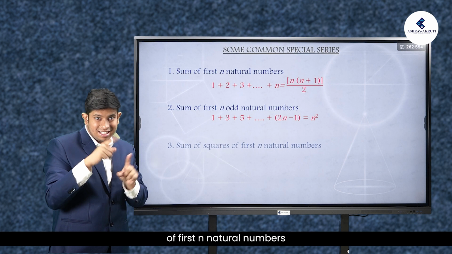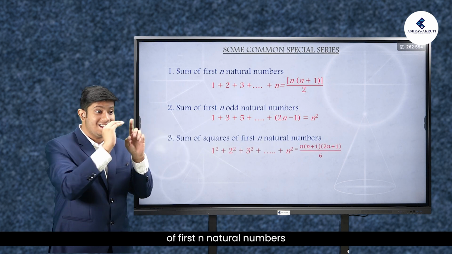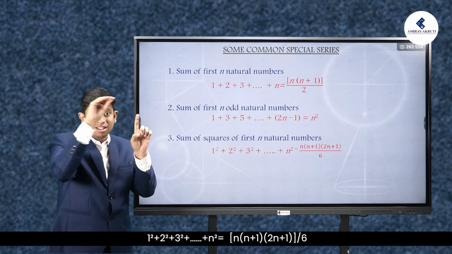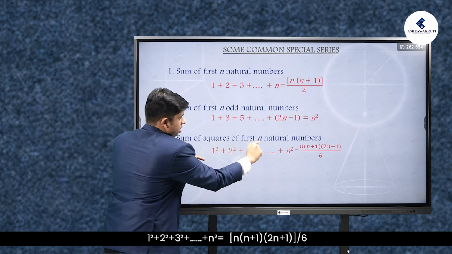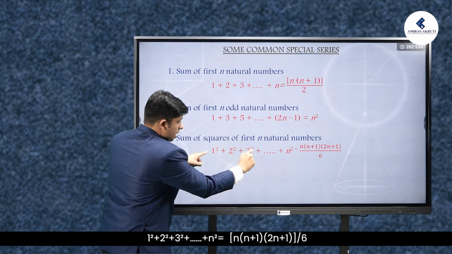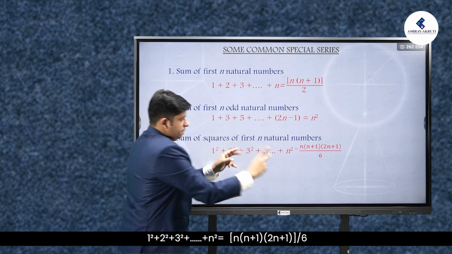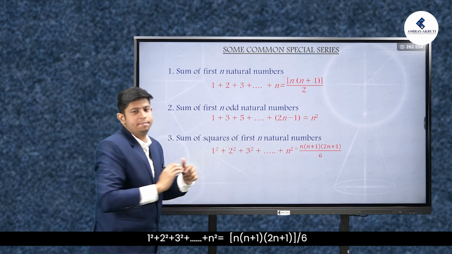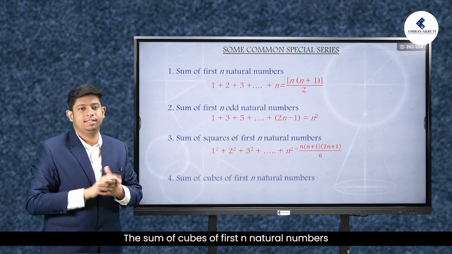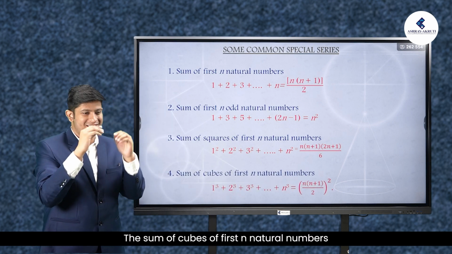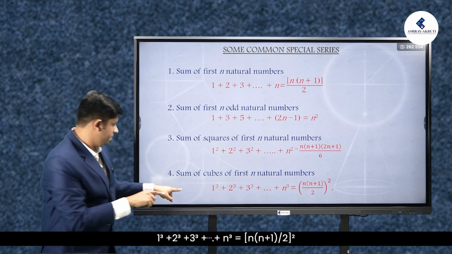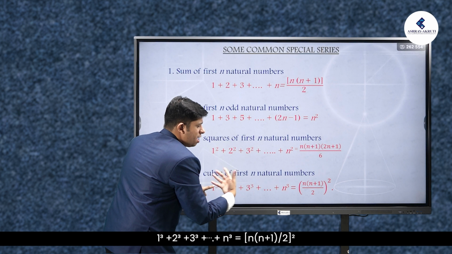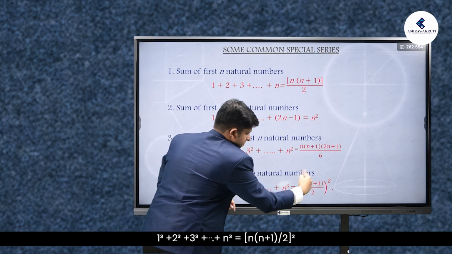The sum of squares of first n natural numbers 1 square plus 2 square plus 3 square plus so on plus n square is equal to n into n plus 1 into 2n plus 1 by 6. The sum of cubes of first n natural numbers 1 cube plus 2 cube plus 3 cube plus so on plus n cube is equal to (n into n plus 1 by 2) whole square.